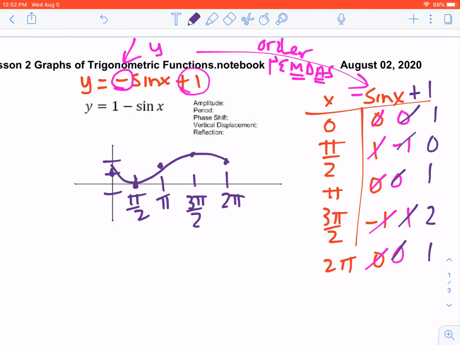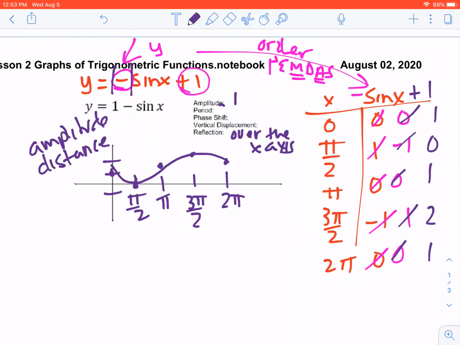You still have an amplitude of 1. To be clear, an amplitude is always a distance. So you're always going to take the absolute value of whatever number is your factor. Because what that negative does is it does cause a reflection over the x-axis. Your period is still 2 pi, there was no phase shift, and your vertical displacement was up 1 unit.